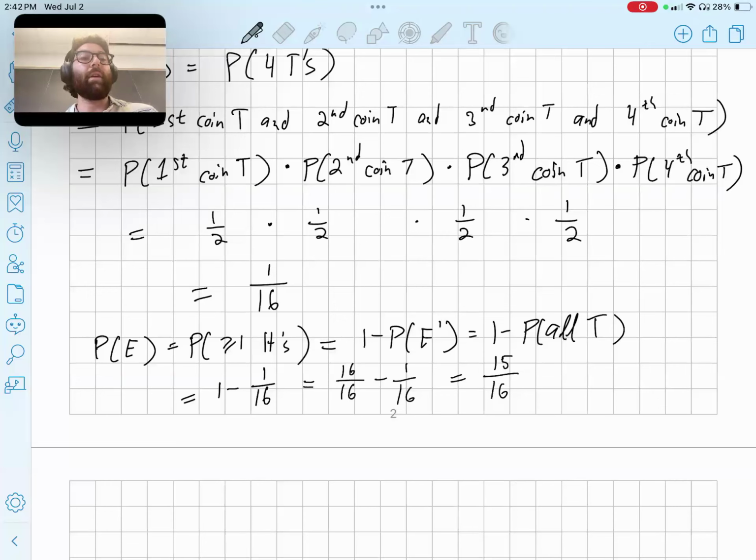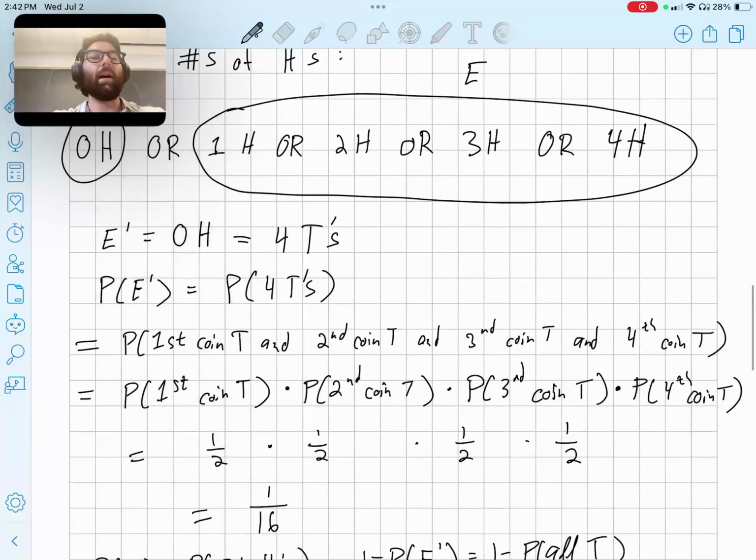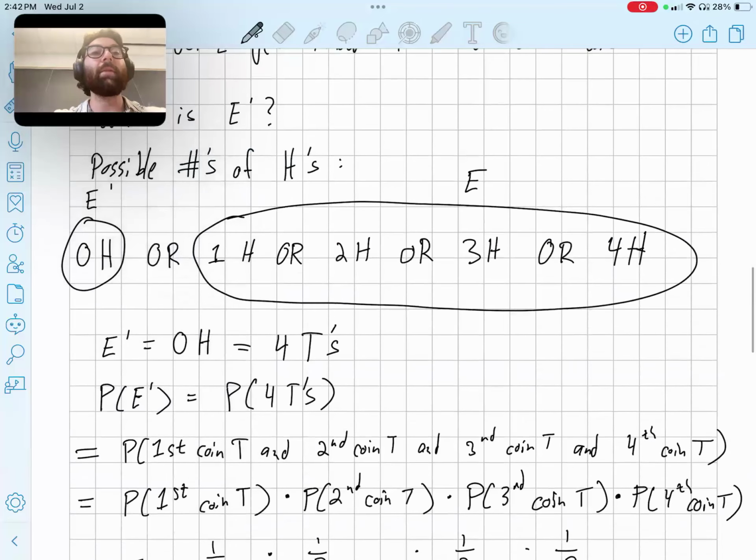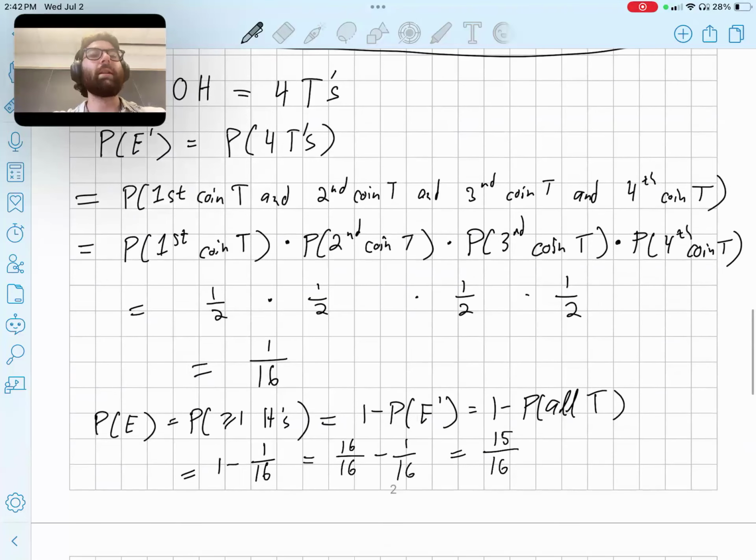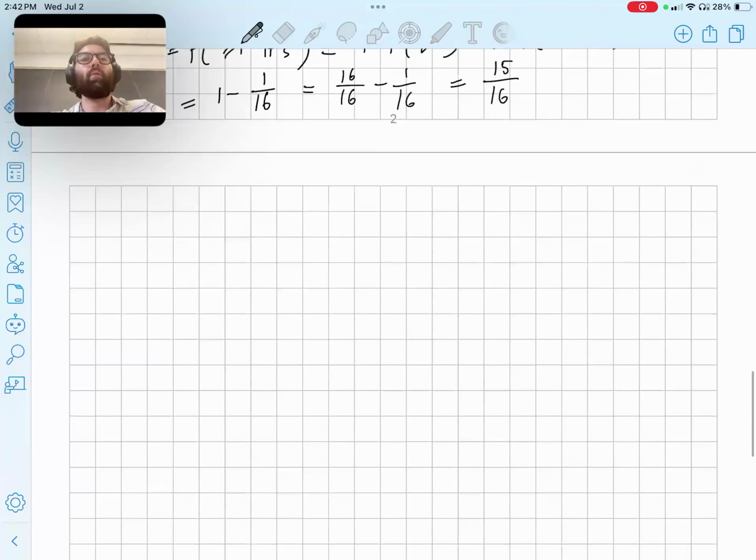Okay, and so 15/16, that's pretty close to 1. And so that means 15 out of 16 times, you will get at least 1 heads. And I'm just going to leave it as a fraction. Let's do one more example.